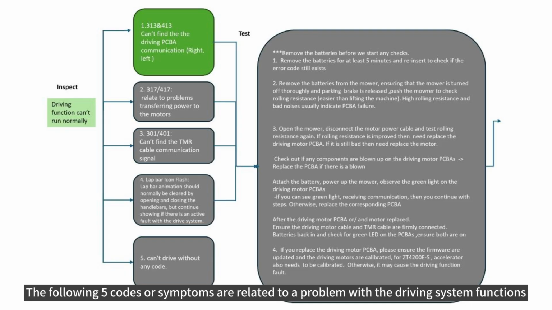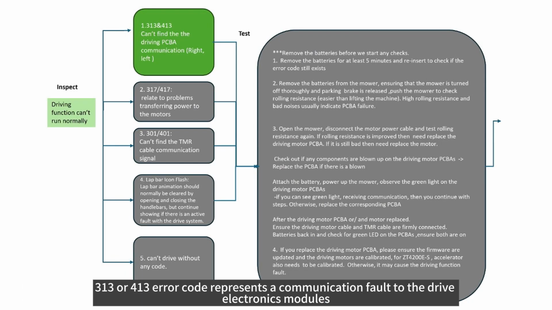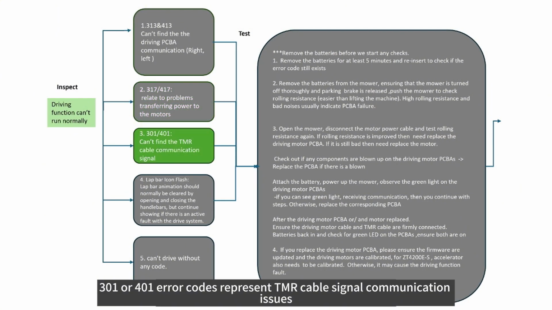The following 5 codes or symptoms are related to a problem with the driving system functions. 313 or 413 error code represents a communication fault to the drive electronics modules. 317 or 417 error codes represent problems with transferring power to the motors. 301 or 401 error codes represent TMR cable signal communication issues.